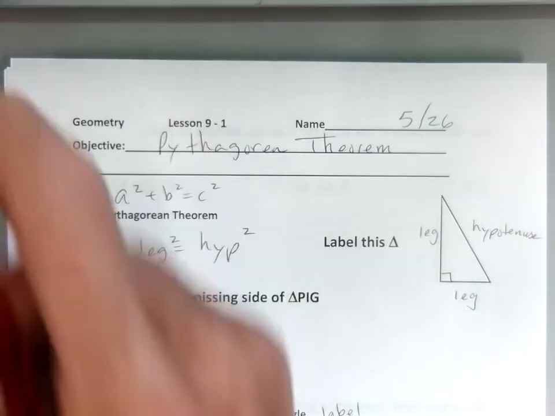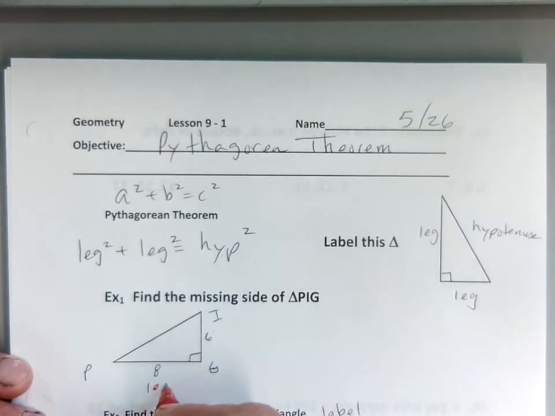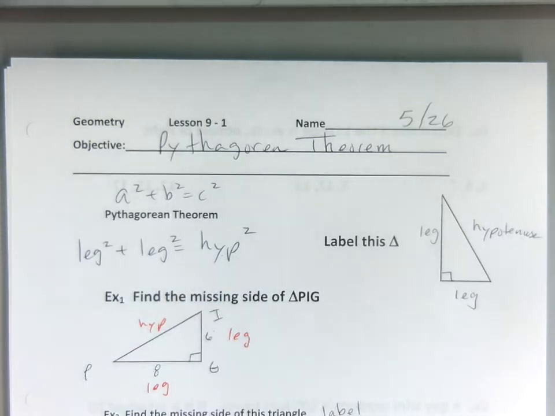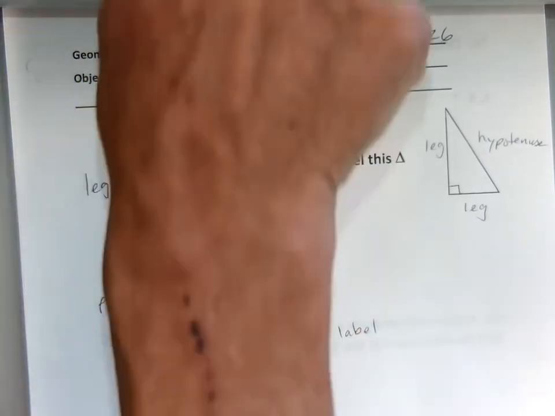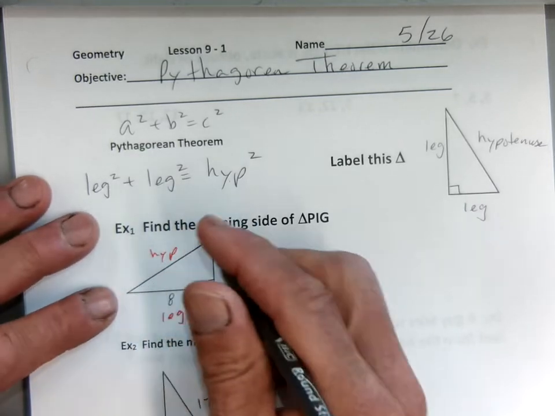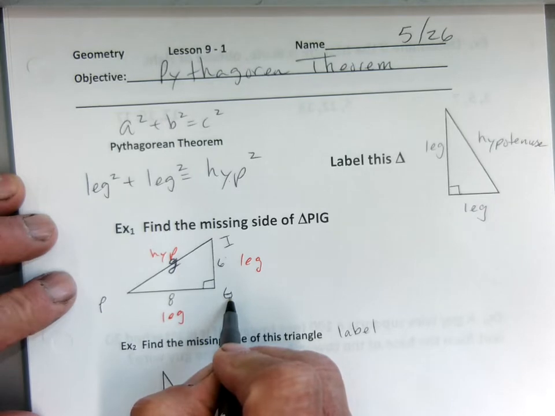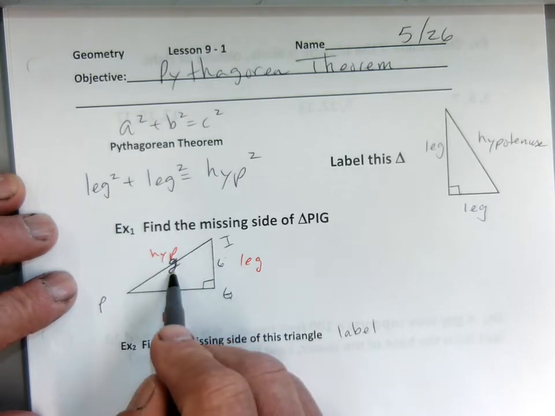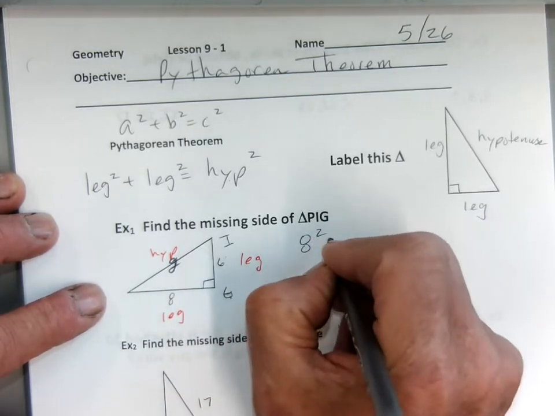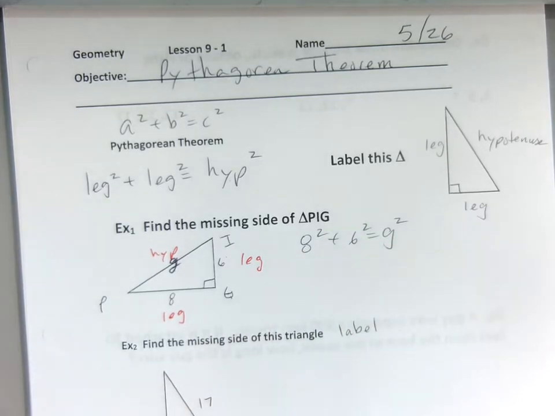So in example 1, find the missing side of PIG. That would be a leg, and that's my other leg, which makes that the hypotenuse. So I'm going to go 8 squared plus 6 squared equals, well, actually it's called little g. It'd be little g because we label it as angle, capital letter for the angle, and opposite side is the same letter but lowercase. So we're going to go 8 squared plus 6 squared equals little g squared, which is the hypotenuse.